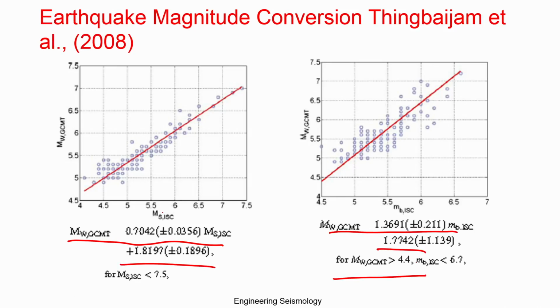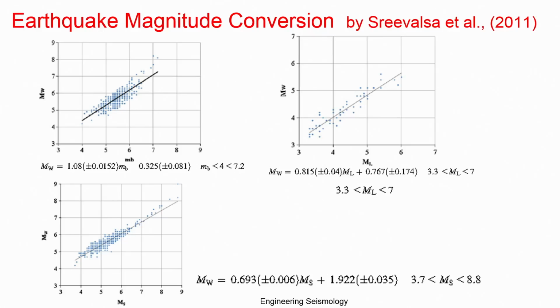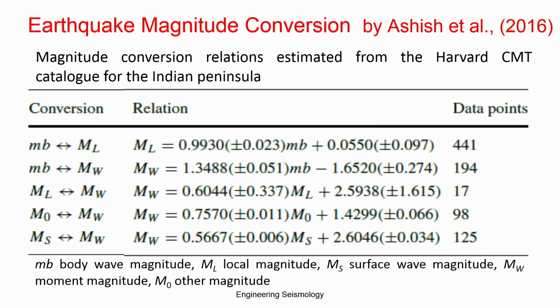So there they gave MS versus MW, MB versus MW relations. Then Sriwalsa et al. 2011 also published some equation, using the Indian data, you can see here. So these equations you can see. So they are given like that. Even after that, Ashish et al. 2016 published some equation, you can see here. Okay, so this is all considering the overall Indian data.